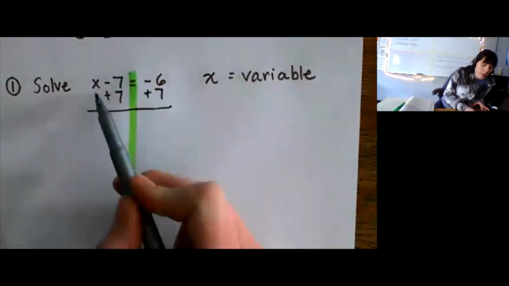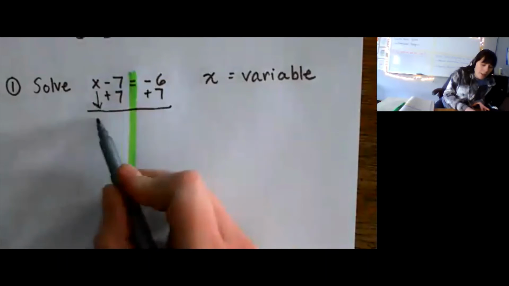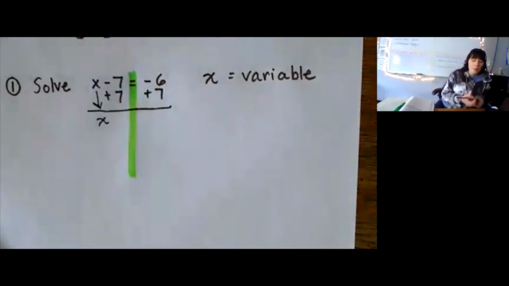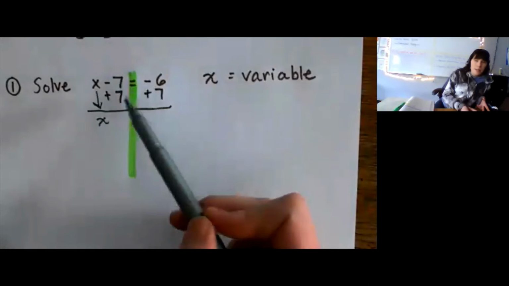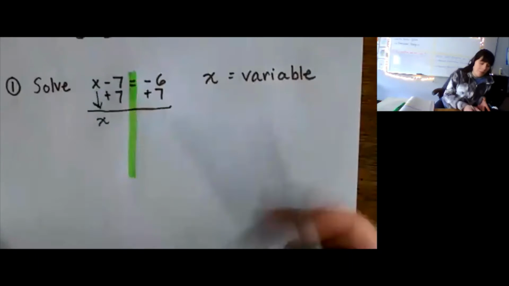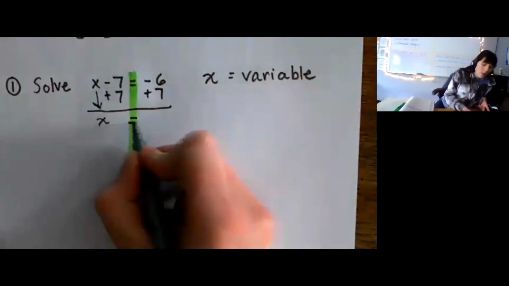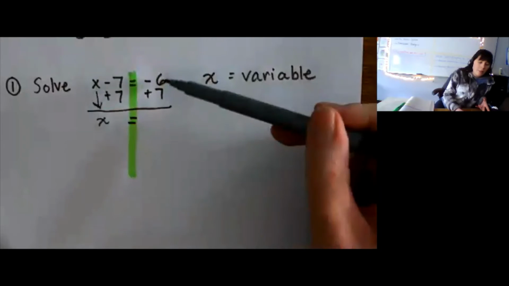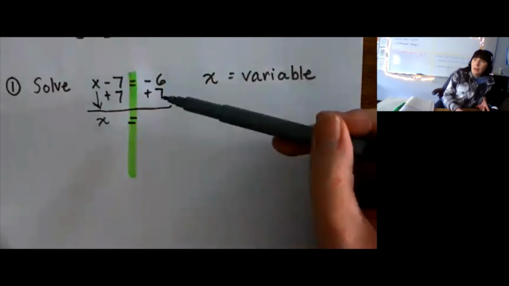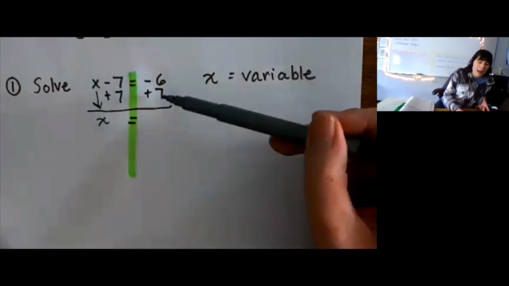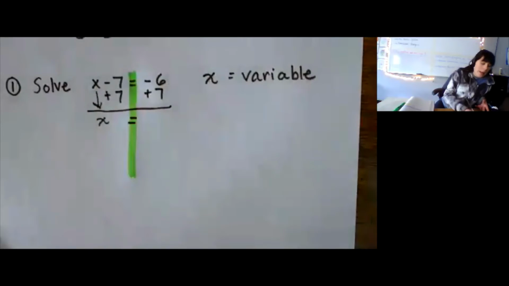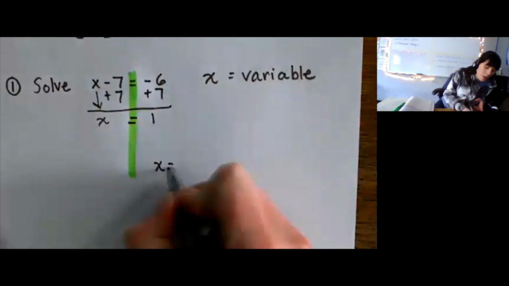Our x drops down. We didn't do anything to it. It's going to just stay there. Negative 7 plus 7 is 0. So x equals negative 6 plus 7. Another way of looking at this is I had 7, I took 6 away, and now I only have 1 left. So my final answer is x equals 1.